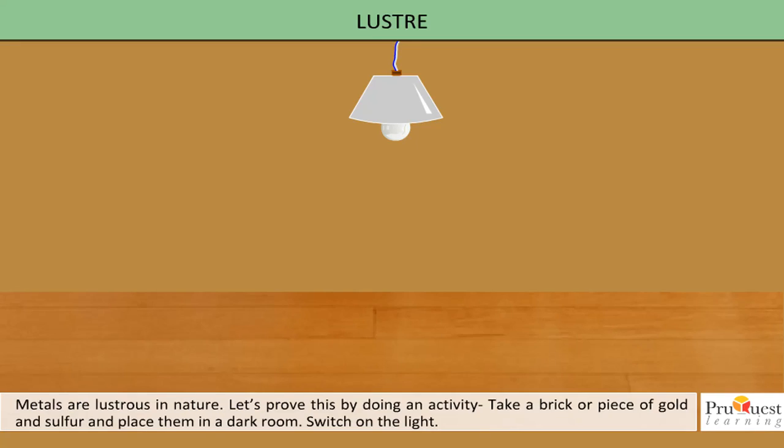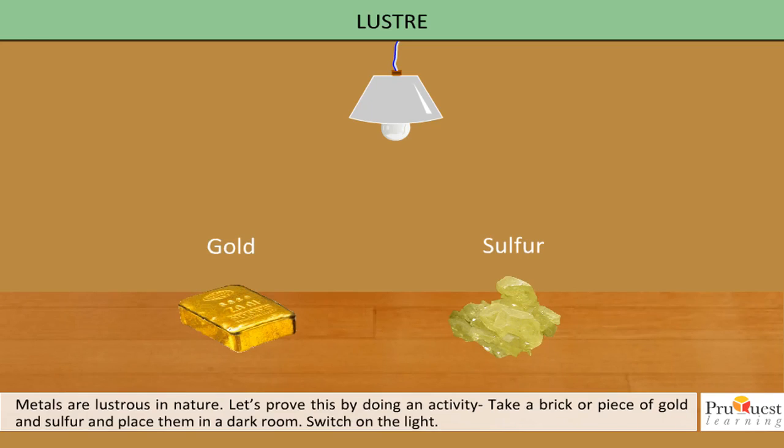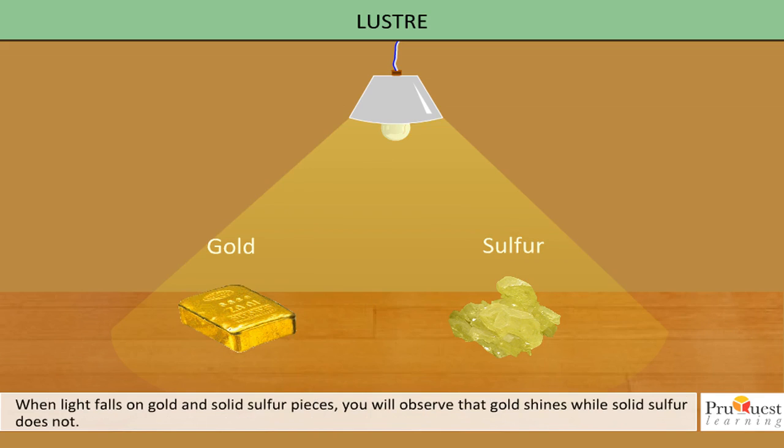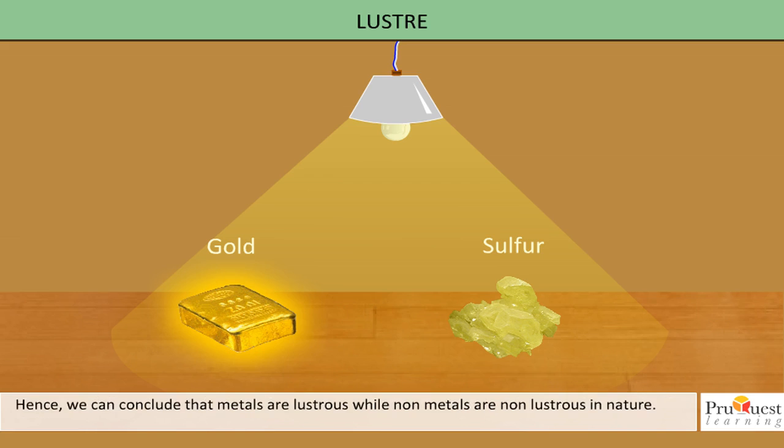Metals are lustrous in nature. Let's prove this by doing an activity. Take a brick or a piece of gold and sulfur and place them in a dark room. Switch on the light. When light falls on the gold and solid sulfur, you will observe that gold shines while solid sulfur does not. Hence, we can conclude that metals are lustrous in nature while non-metals are non-lustrous in nature.